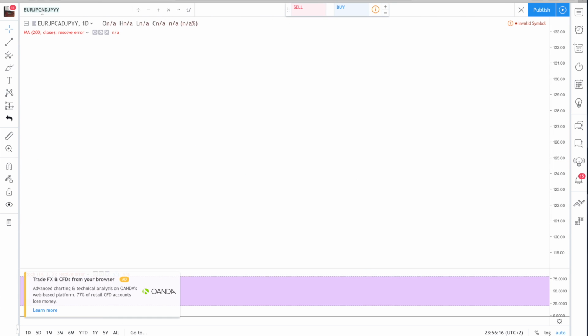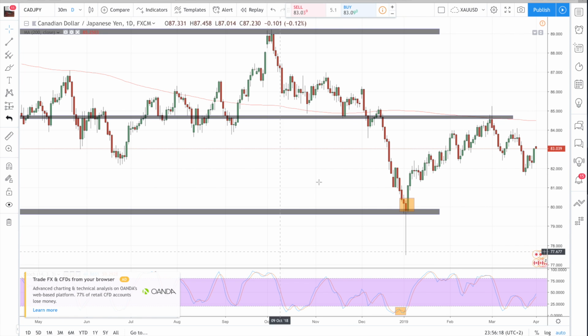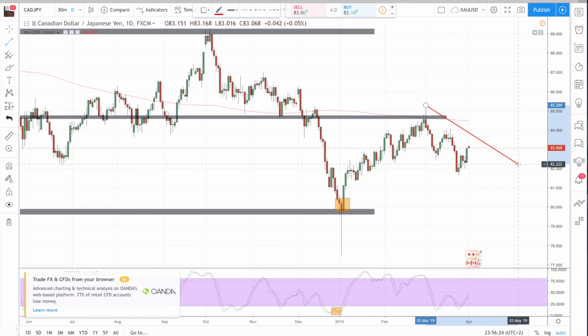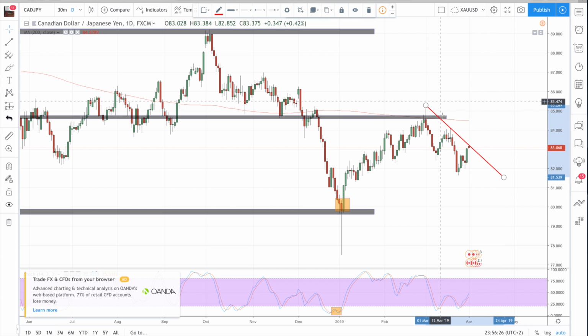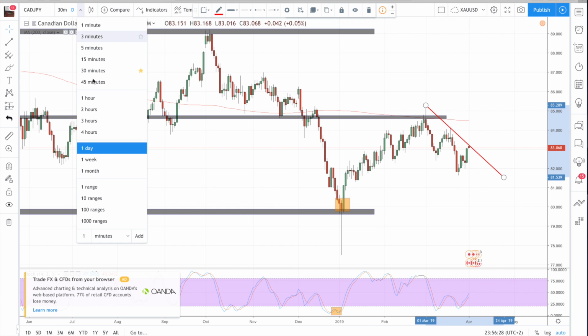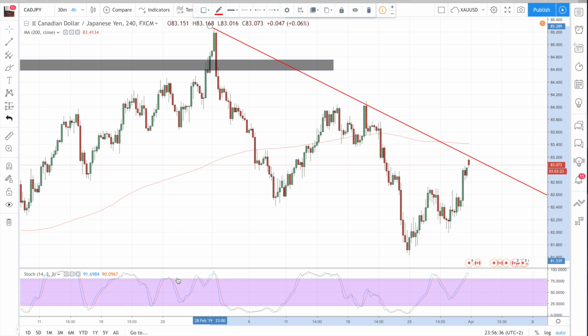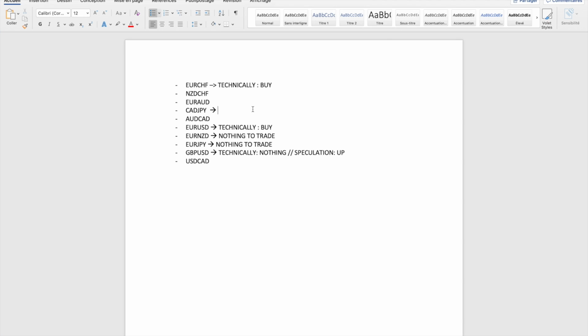Now let's go with CAD/JPY. As you can see, resistance, support, middle of the trend, nothing to trade. Some traders are trying to draw the daily trend, and as you can see, that's why it's about to drop. Then you go to the 4-hour charts. You can see it's overbought, it touched. So now it's going to go down in the small trend. CAD/JPY, okay?